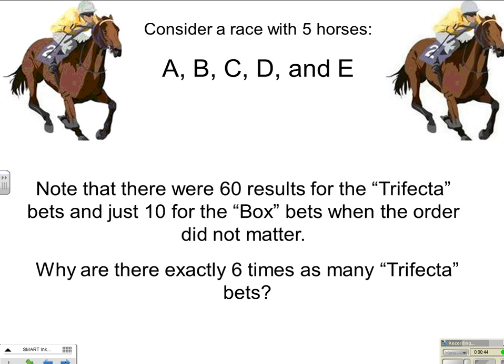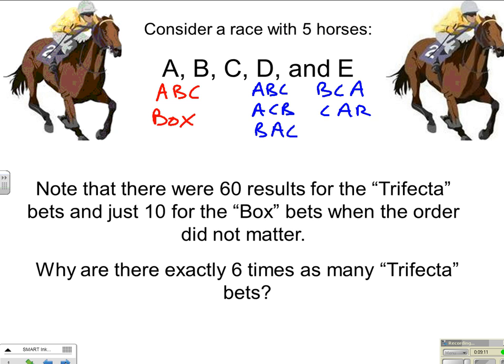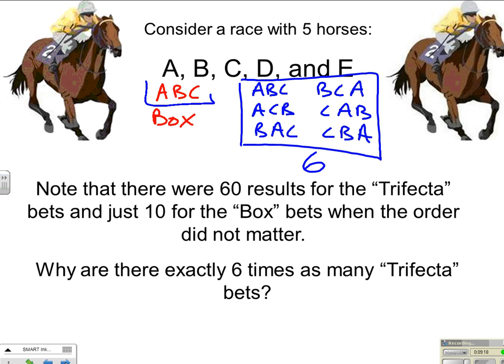Let's assume that we select ABC as a box bet. So that is our box right there. How many trifectas does ABC represent? Well, let's list the trifectas that would come from that: ABC, ACB, BAC, BCA, CAB, and CBA. So we get 6 of these for every one of those. So any selection of 3 that would represent a box bet is equivalent to 6 trifecta bets.